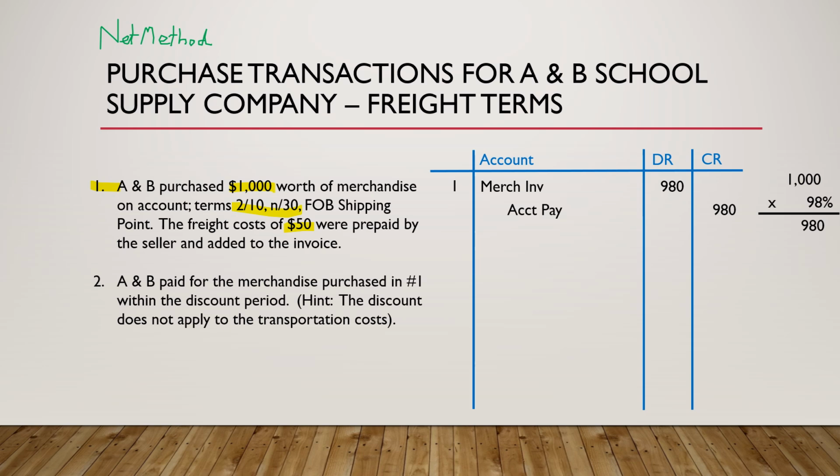Next, record the obligation for shipping and handling. A and B is responsible for paying, but the seller paid for shipping in advance, so A and B will repay the seller for shipping. The obligation to repay the seller is a credit to AP, and that debit goes to merchandise inventory.